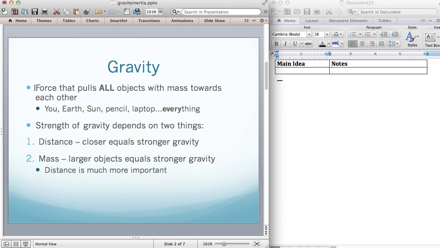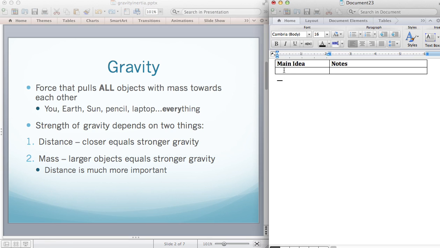Alright, gravity is what we call a universal force in science. So it exists all over the universe as far as we can tell. We've never seen any evidence that any parts of the universe don't obey the rules of gravity. So gravity is a force that pulls all objects with mass towards each other. We think of it as just being like the Earth pulling us down, but you have gravity. The Earth has gravity, the sun has gravity, your pencil has gravity, the laptop you're watching this on has gravity. Literally anything that has mass has gravity.